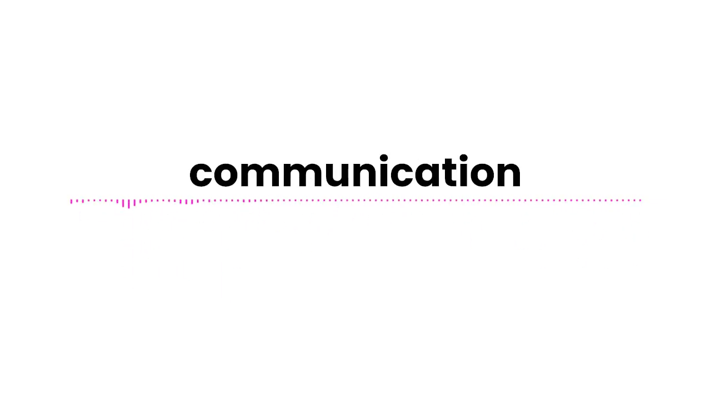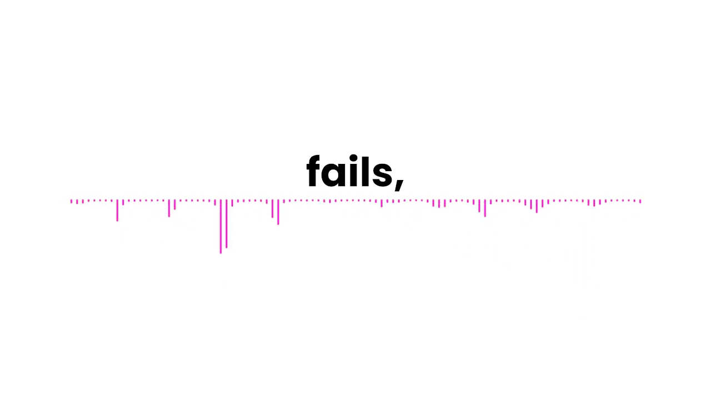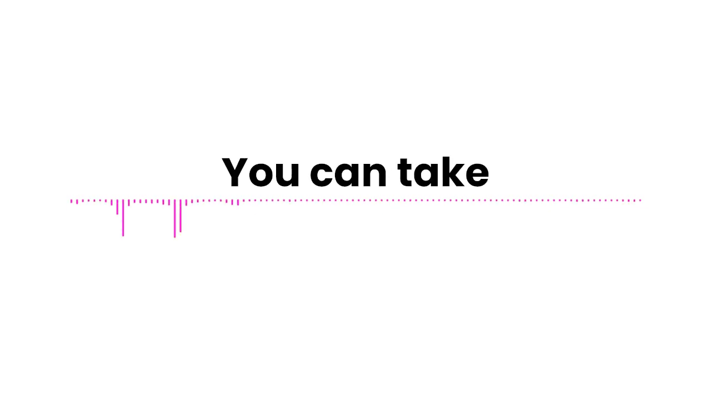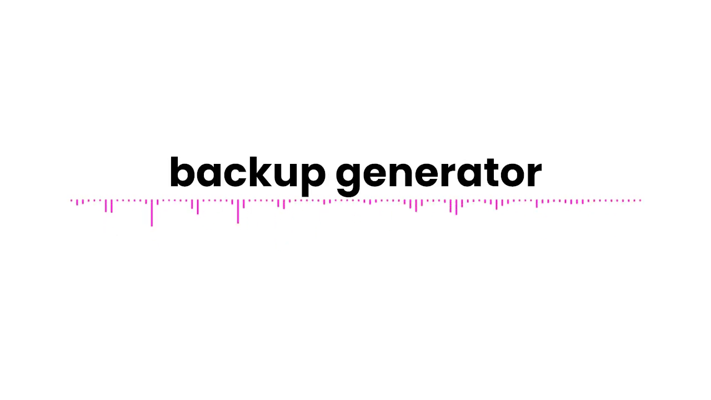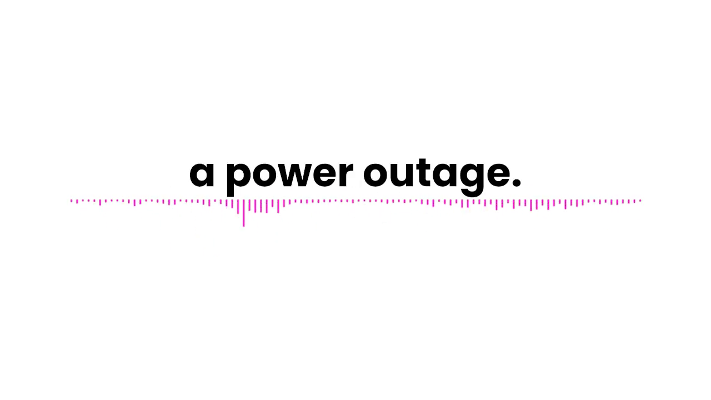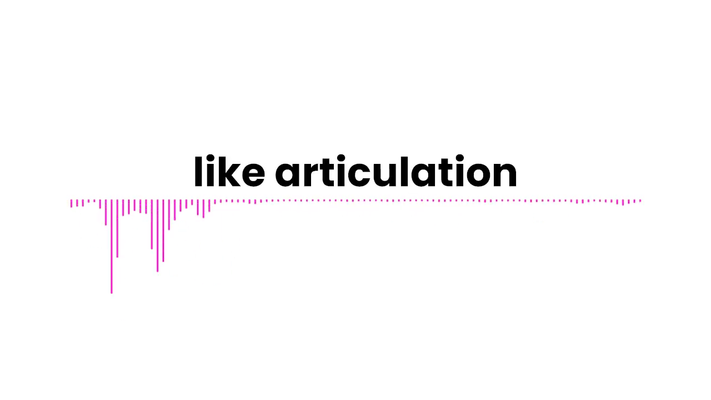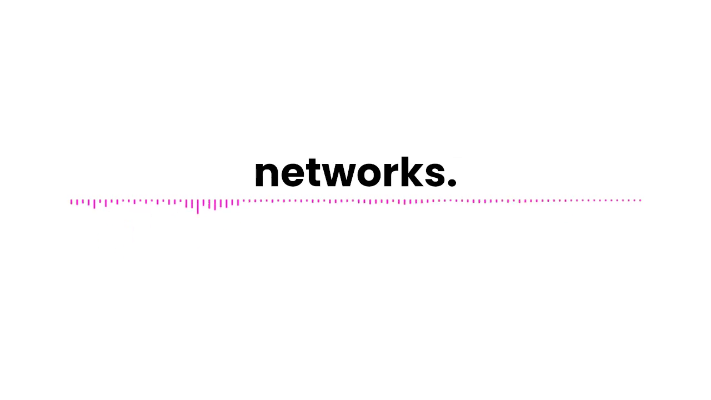Precisely. Imagine a communication network where a single server acts as an articulation point. If that server fails, the entire network could be disrupted. By identifying these critical points, you can take steps to strengthen connections, add redundancy, and prevent potential disruptions. It's like having a backup generator for essential services in case of a power outage. So it's all about understanding the weak points and fortifying them. It sounds like articulation points are essential for designing robust and reliable networks.